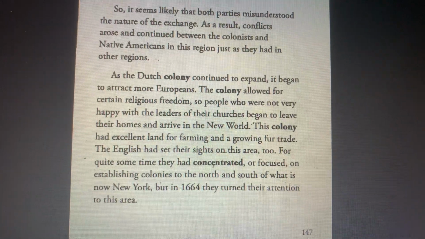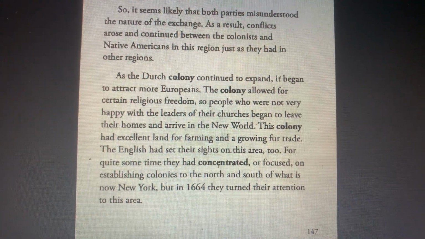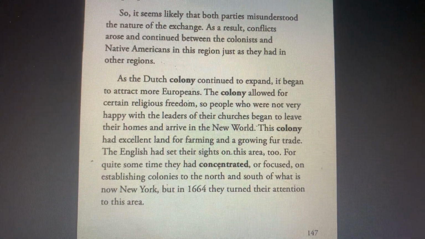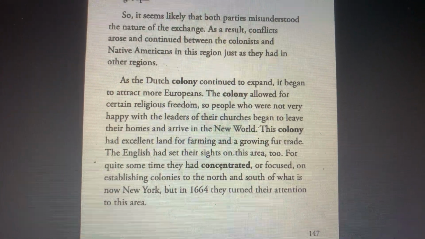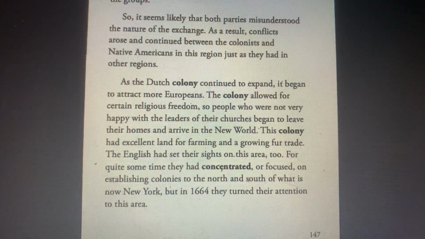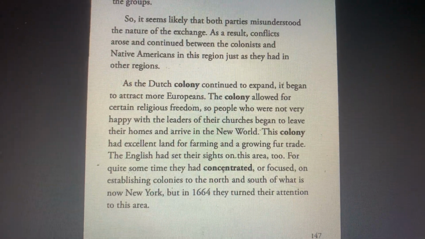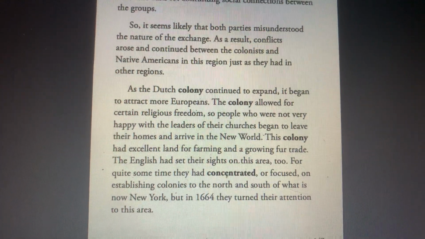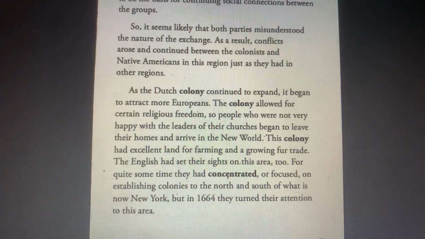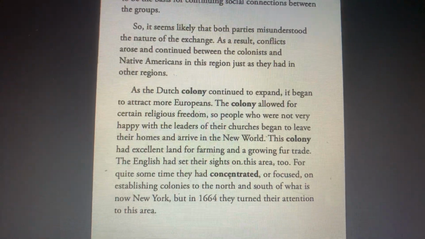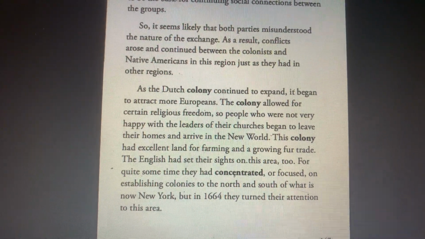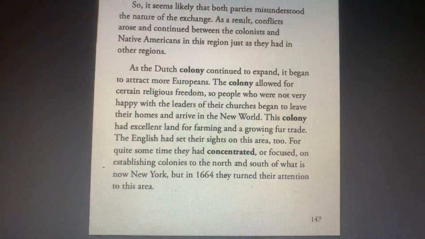As the Dutch colony continued to expand, it began to attract more Europeans. The colony allowed for certain religious freedom, so people who were not very happy with the leaders of their churches began to leave their homes and arrive in the New World. This colony had excellent land for farming and a growing fur trade. The English had set their sights on this area too. For quite some time, they had concentrated or focused on establishing colonies to the north and south of what is now New York, but in 1664, they turned their attention to this area.